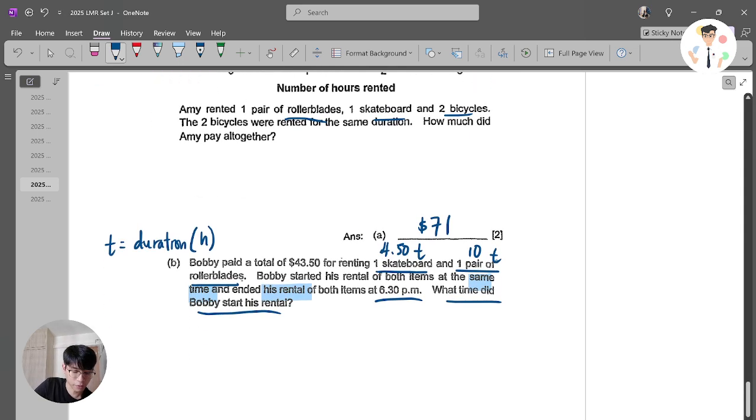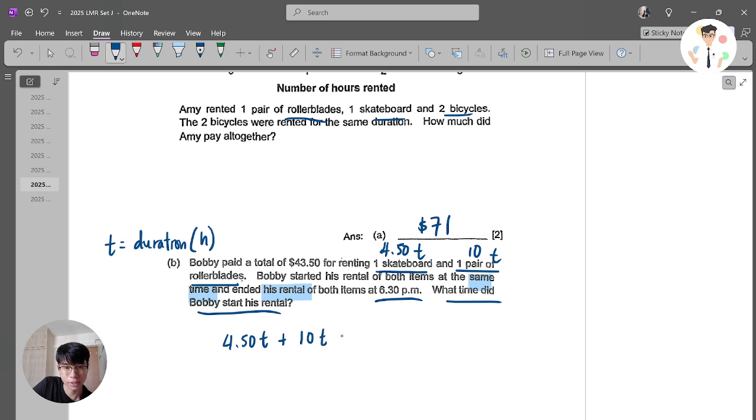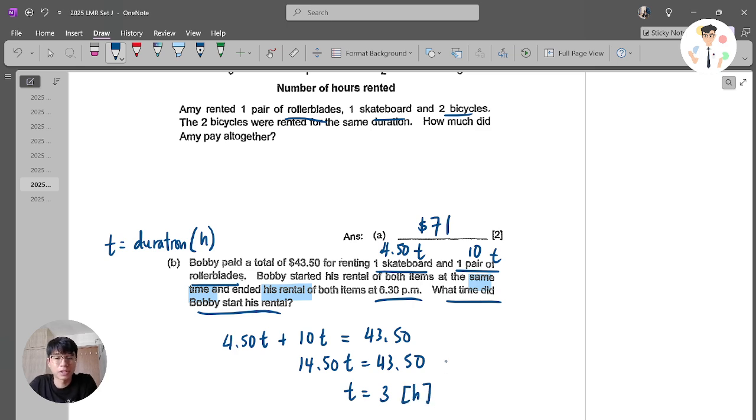And this actually forms an equation: $4.50T plus 10T equals $43.50. These two added together is 14.50T, equal to 43.50. And T stands for 43.50 divided by 14.5, which is 3. And this basically tells you that Bobby rented for 3 hours.